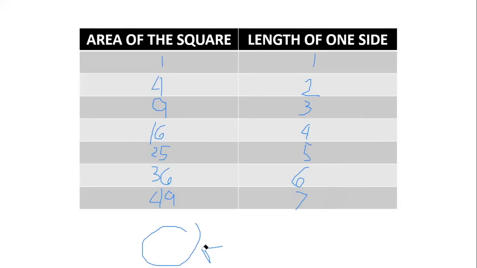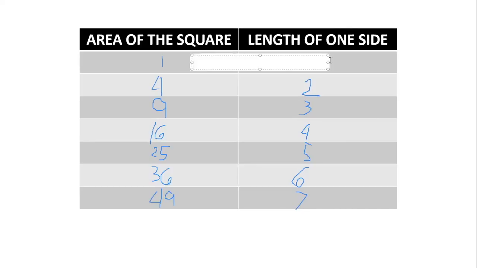What can you observe from the length in relation to this area? If you observe this correctly and properly, the area is actually the length multiplied by itself. I repeat, the area is the length when you multiply the length to itself. So from here, that's 1 times 1, which is why we got an area of 1. Isn't it? Okay.